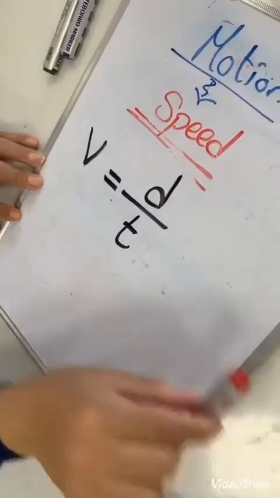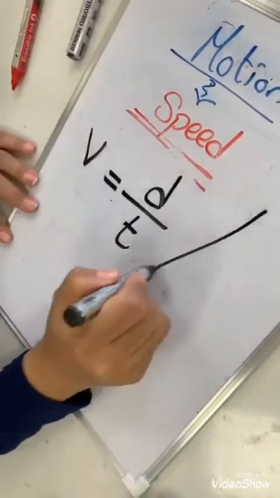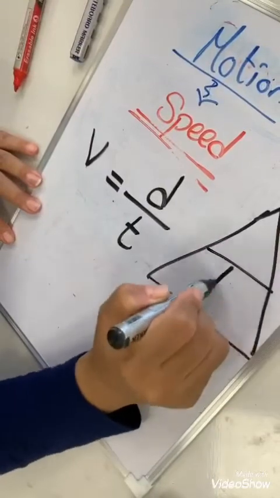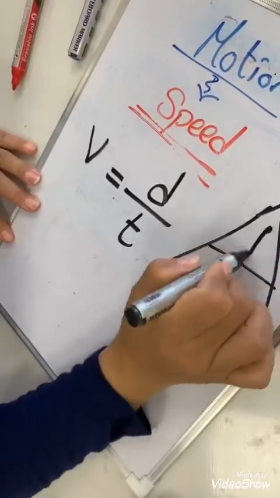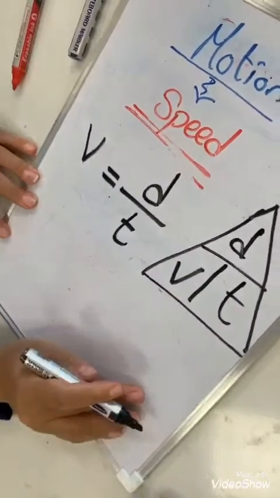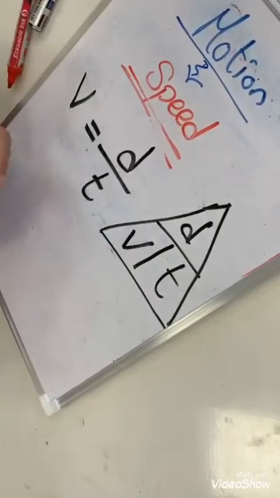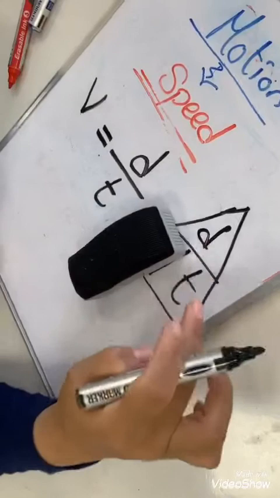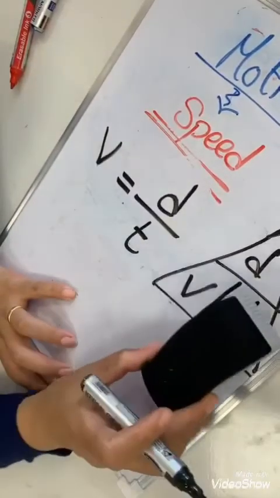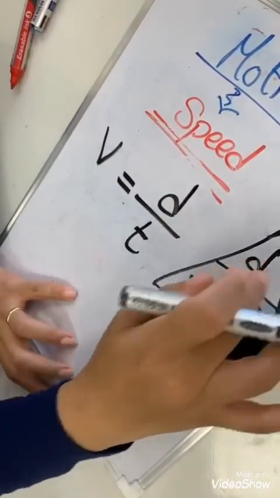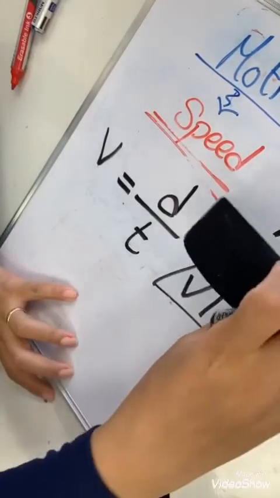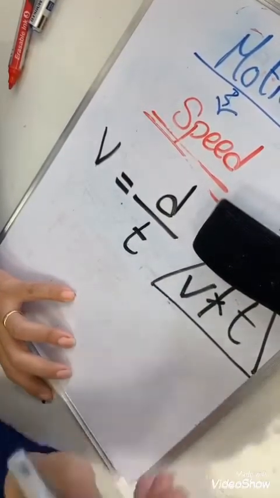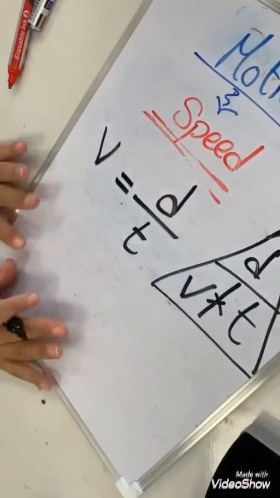Let me put this magic triangle. Do you remember this magic triangle? I will put the V here, the D here, and the T here. So when I need to calculate the V, the speed, I will divide distance by time. When I need to calculate time, I will divide distance by speed. When I need to calculate distance, I will multiply speed by time. This is the magic triangle.